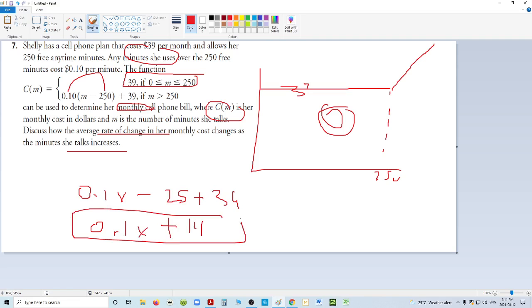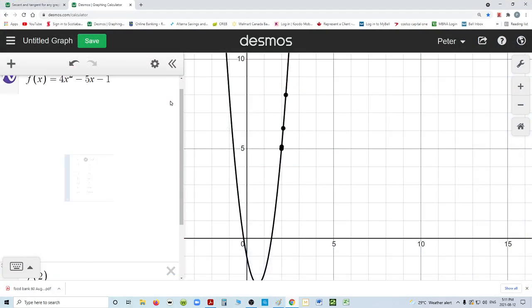This is clearly a line whose slope is 0.1, which means the slope, no matter what point I take in here, the rate of change is going to be 0.1, which makes sense because she's charged 10 cents per minute, which is the slope, 10 cents per minute. So after 250, the slope is going to be 0.1. Before 250, the slope is going to be 0. And that's true no matter what spot on that line I take.